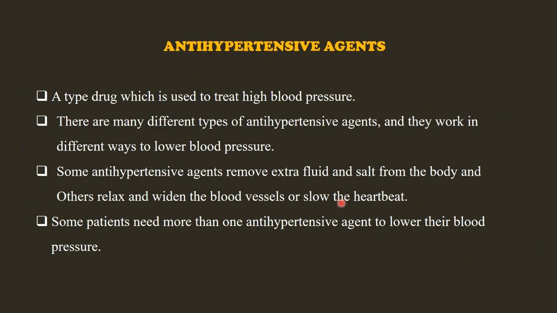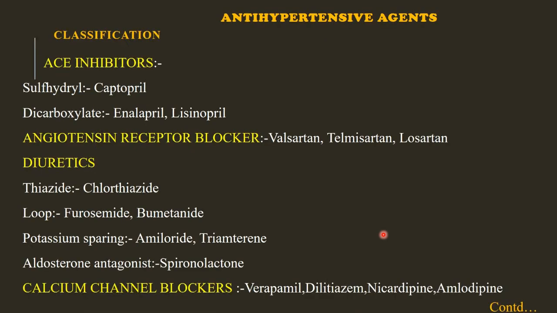So, what are antihypertensive agents? Antihypertensive agents are a type of drug which is used to treat high blood pressure. There are different types of antihypertensive agents and they work in different ways to lower blood pressure. Some remove extra fluid and salt from the body, and others relax and widen the blood vessels or slow the heartbeat. Some patients need more than one antihypertensive agent to lower their blood pressure.